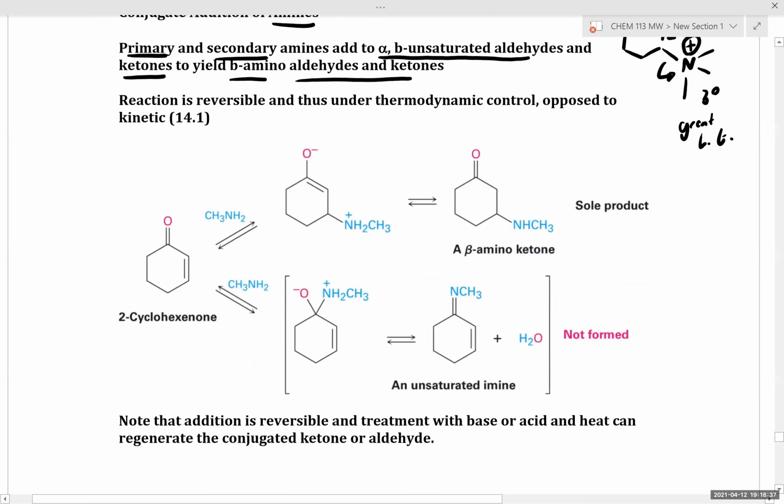Okay, so let's talk about this reaction. First and foremost, it's reversible and it's under thermodynamic control. Rather than observing the imine product, we exclusively observe the beta aminoketone. Mechanistically, this occurs via attack of our amine on the beta position. This generates our enolate. And from here, we have a series of proton transfers to get a neutral isolable product.